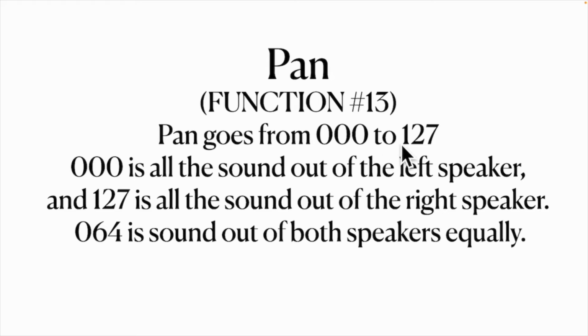000 is all of the sound out of the left speaker. And 127 is all of the sound out of the right speaker. So if you set it at 064, that's in the middle. And the sound is out of both speakers equally.